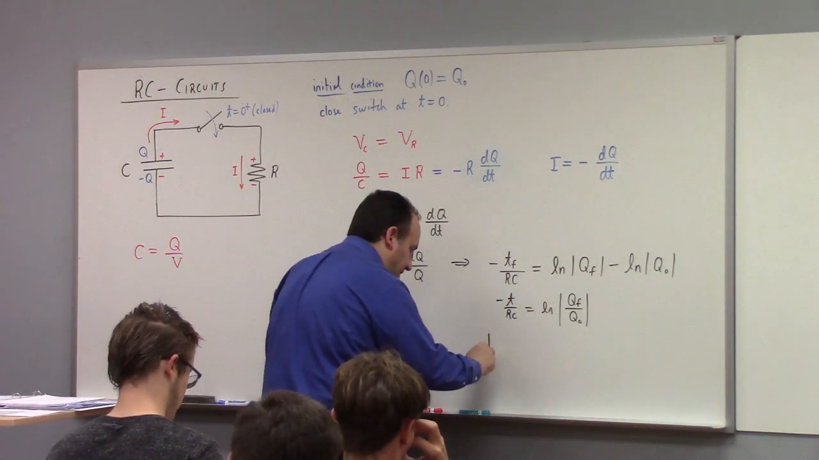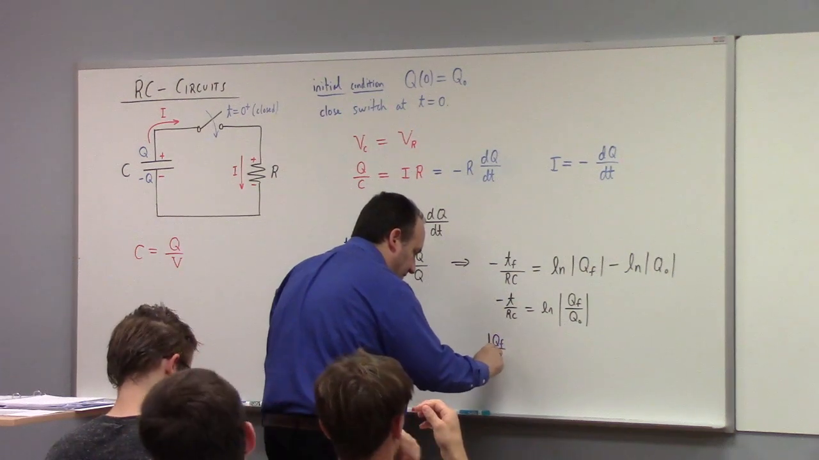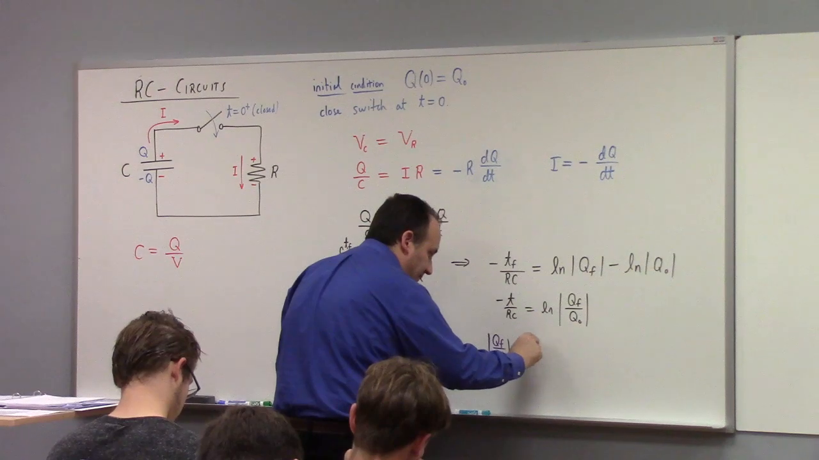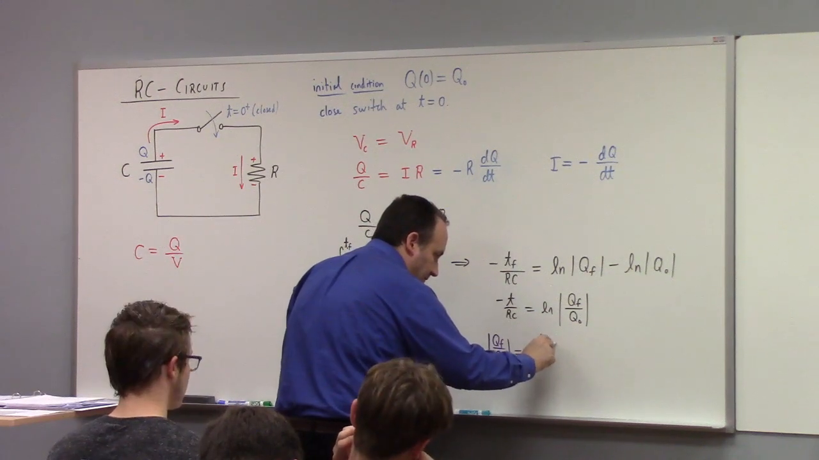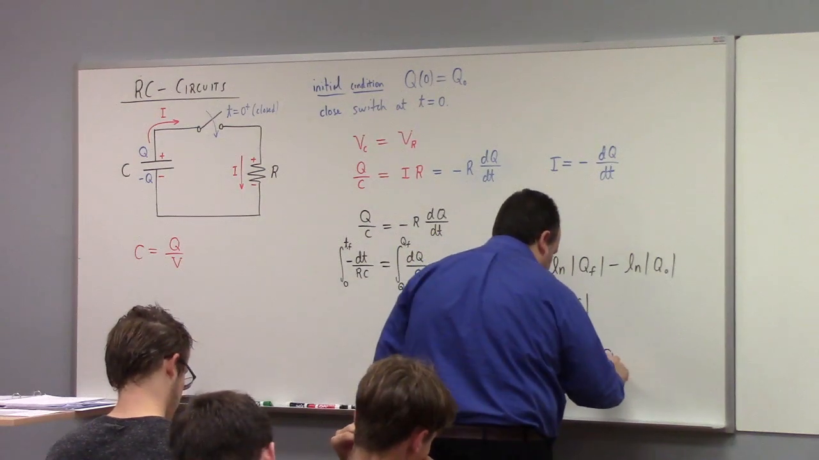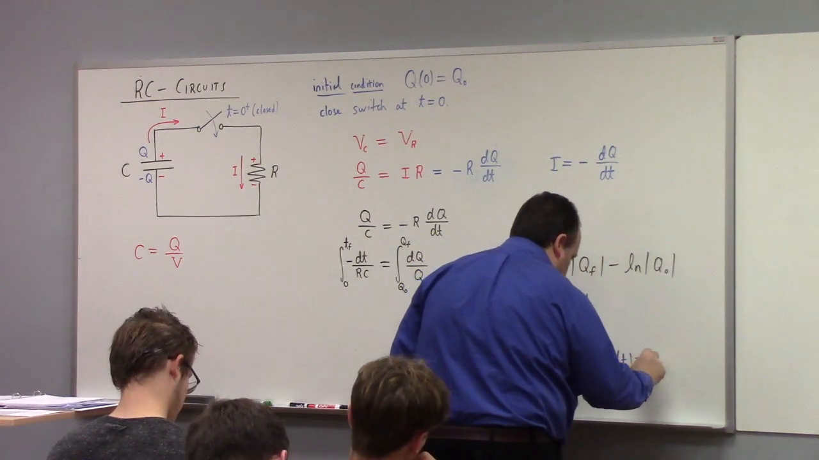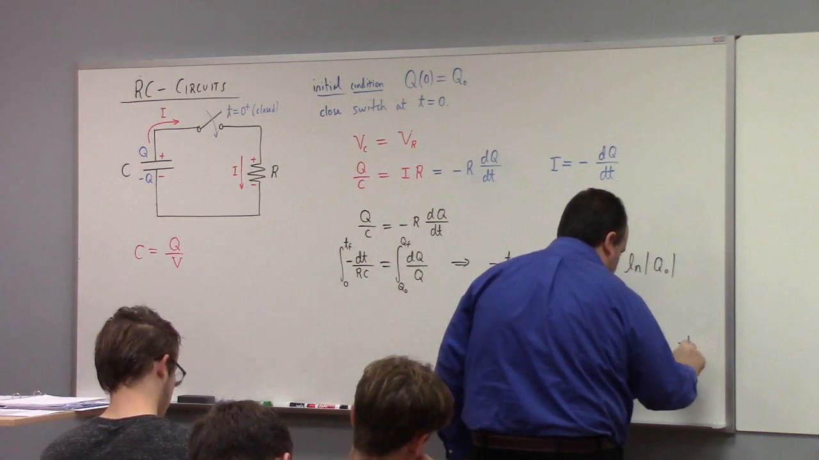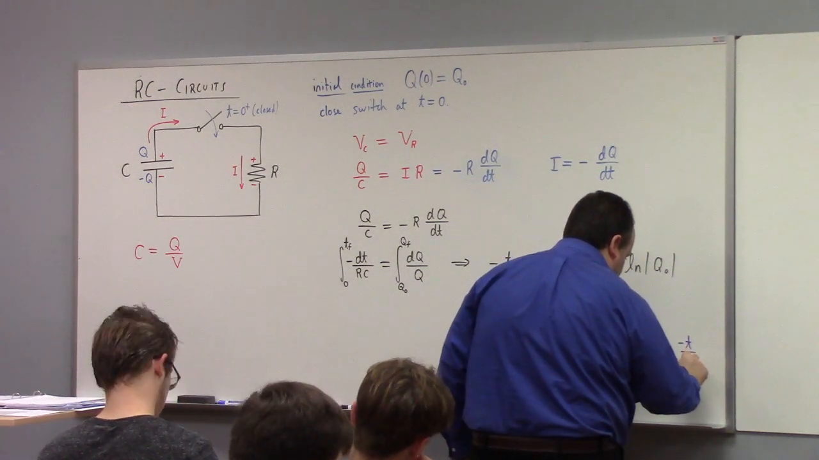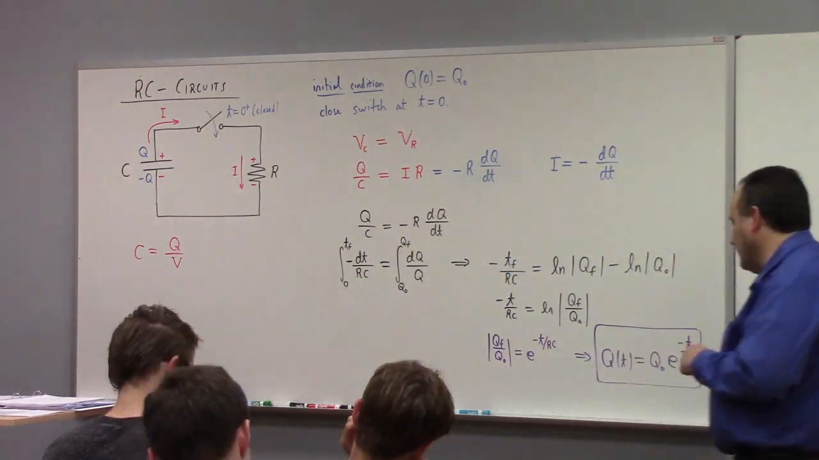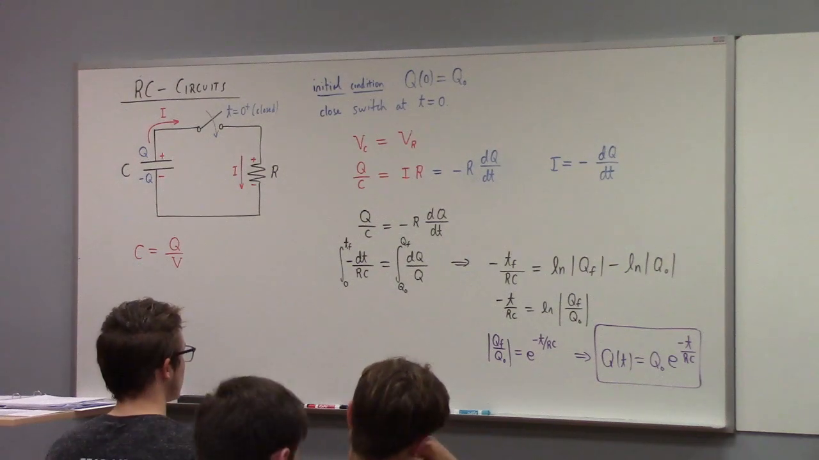I get the absolute value of qf over q naught equals e to the minus t over RC, which, if we think about it for a second, is going to give us q at time t is equal to q naught e to the minus t divided by RC, where I've taken the liberty of saying q of t is the final charge.